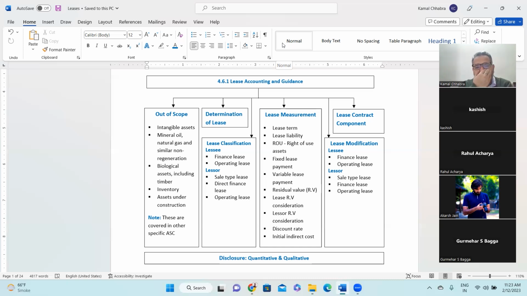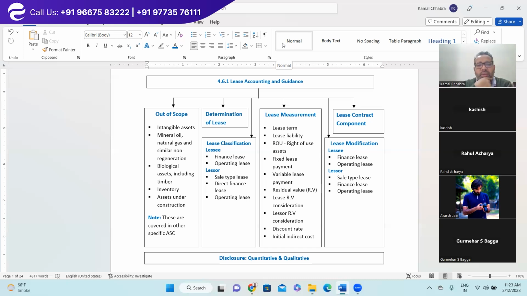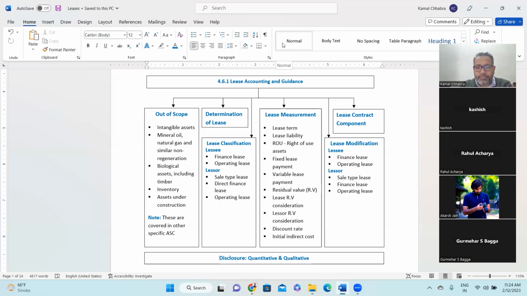The next topic we'll be understanding is lease measurement. Today we'll be trying to cover determination of lease and the classification of lease, and tomorrow we'll be jumping on to lease measurement. In lease measurement, we'll be understanding a few concepts. First one is lease term. What is the period of a lease that would be considered? Whether it's month on month, quarter on quarter, semi-annual, annual, or maybe 3 year, 5 year, 10 year, long term, short term. How do you identify the term from looking at the lease agreement?